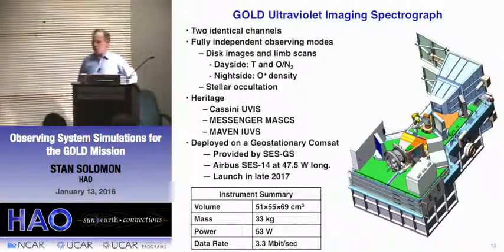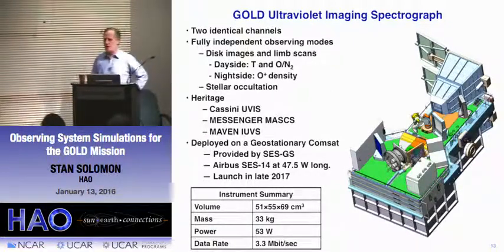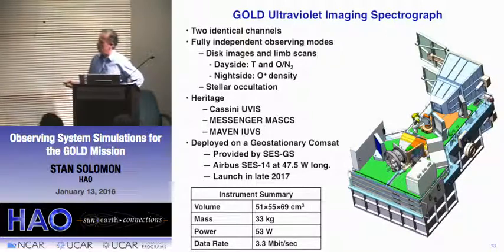So this is what the spectrograph looks like. It's two channels and they're identical. That's a benefit in terms of redundancy and operations and so forth. It increases the signal to noise when they're both doing the same thing. It also gives you additional flexibility, in that one channel can do its normal scanning while another channel is doing some sort of campaign observation. It produces disk and limb scans. On the day side, we get temperature and this O to N2 ratio, the so-called composition. Atomic to molecular composition is what it really is. On the night side, there's electron, O+ density really.